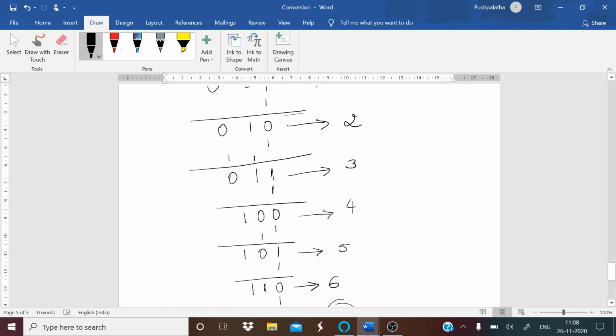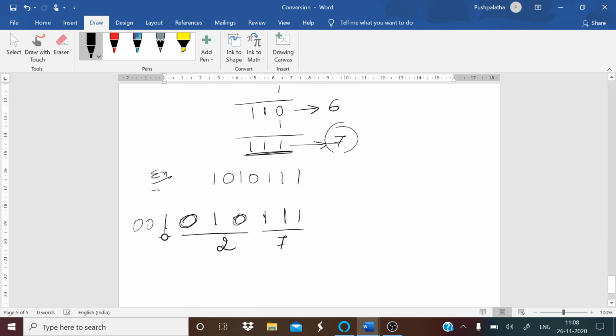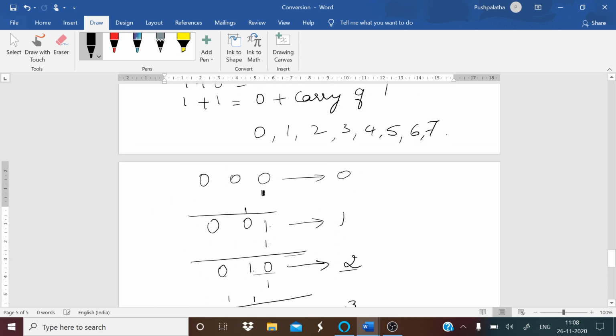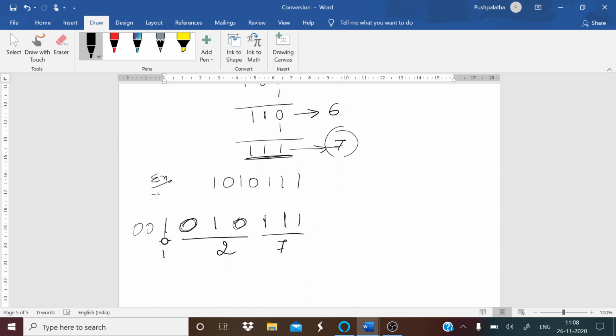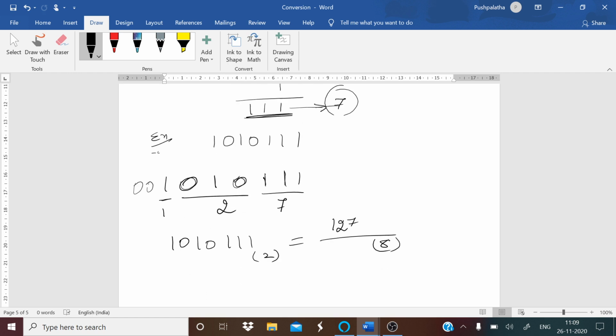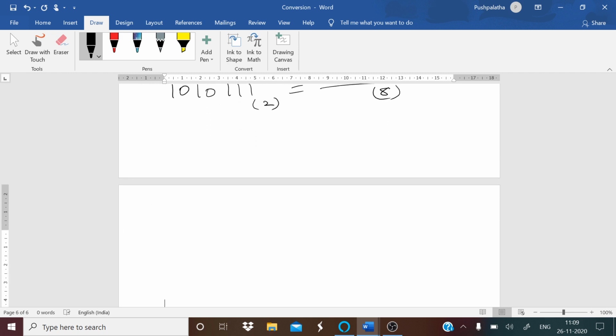See now in your table, what is 0, 1, 0? 2. Right? So 2. 0, 0, 1. What is your 0, 0, 1? 1. So write here 1. So this is the easiest way: 1010111, which was in binary, is represented as 127 in octal. Okay, this is the way you are going to do it.